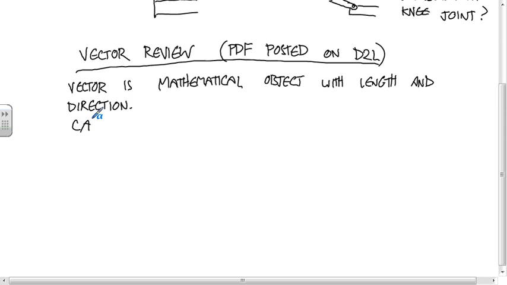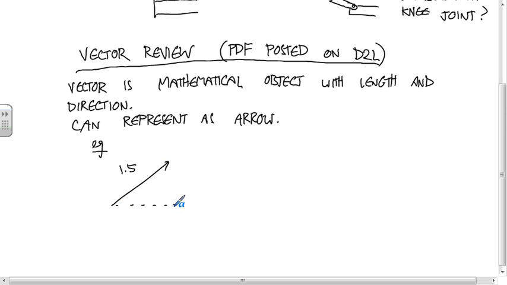And so it's sort of natural to represent it as an arrow, where the length of the arrow gives its magnitude and the direction is shown by where the arrowhead is pointing. Like, for example, this is a vector. It has a length of, in this case, let's say 1.5, and let's say that this angle is 30 degrees. Okay. So that's the vector.